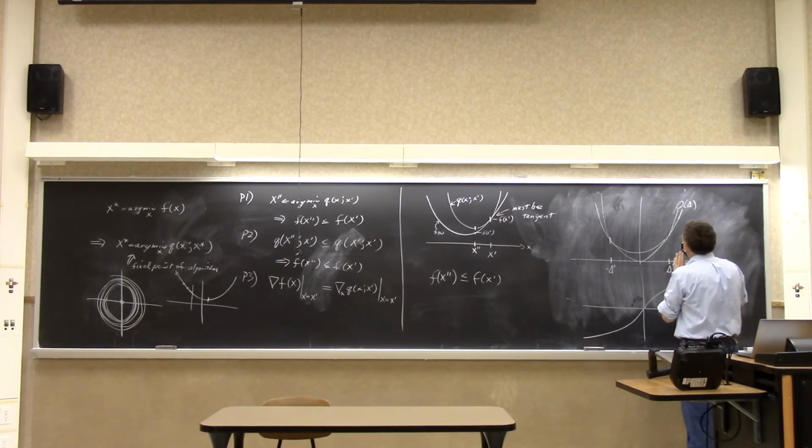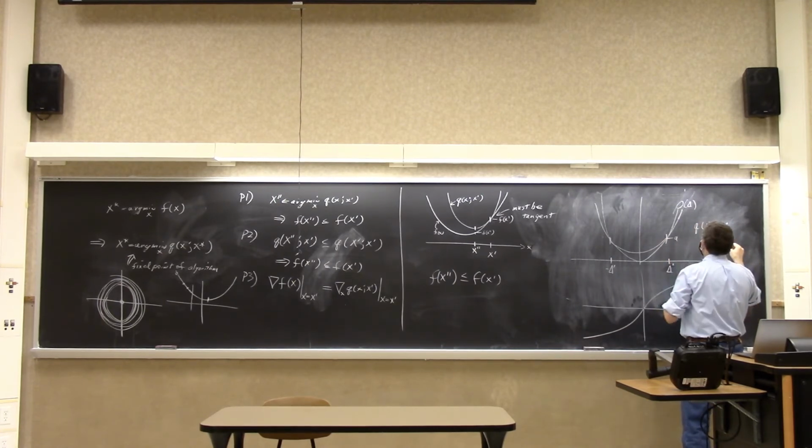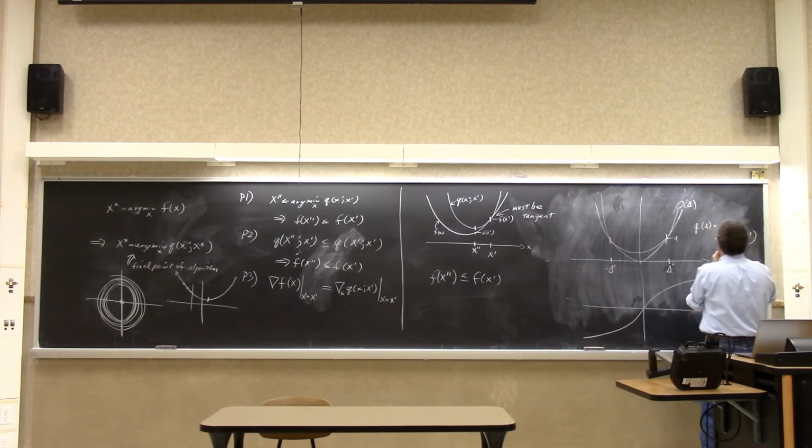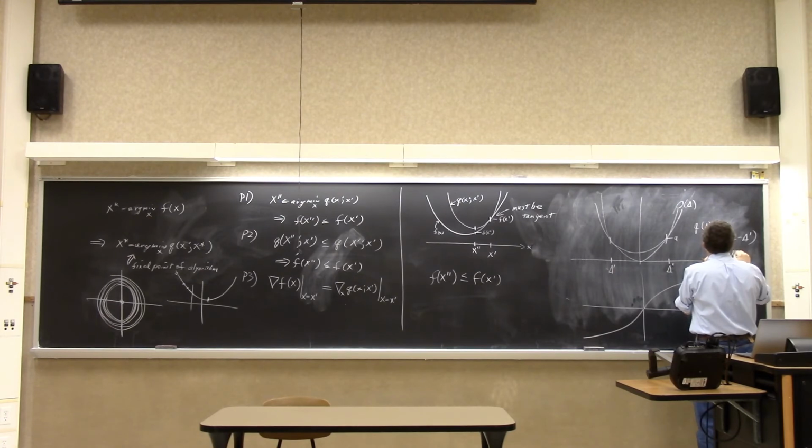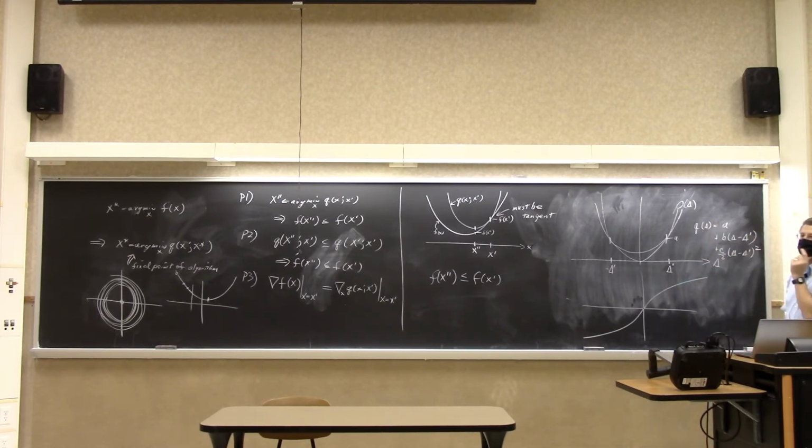Now, the interesting thing is this. I can take this point here, and I can write any function of the form Q of delta equal to A plus B times delta minus delta prime, where B is the slope at this point, plus C over 2 times delta minus delta prime squared. That's the Taylor series expansion for the quadratic function I'm using as a surrogate function.